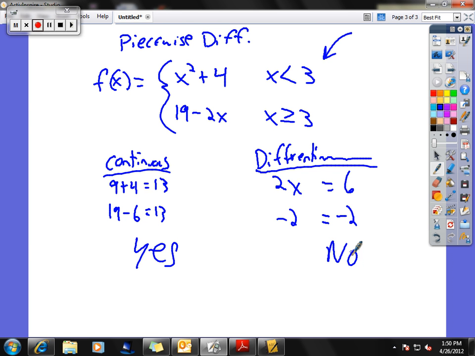So if it's continuous, but not differentiable, what must be here at 3? A corner or a cusp. Okay? That's the only way you can have something that's continuous but not differentiable. Here's a parabola. This is a line. So is it a corner or a cusp? It doesn't really matter. It's either one. It'd be a cusp because part.